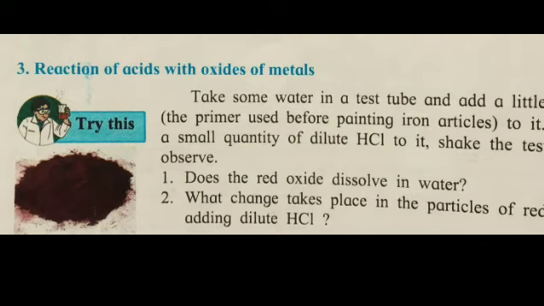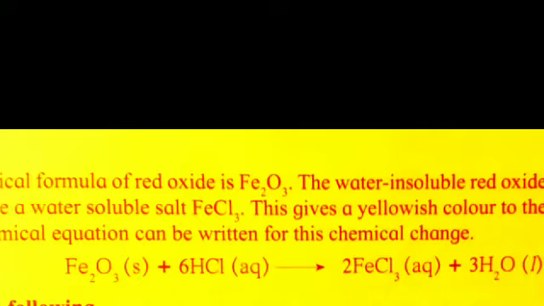The water insoluble red oxide reacts with HCl to produce a water soluble salt FeCl3. This gives a yellowish color to the water. The following chemical equation can be written for this chemical change. The equation is given: Fe2O3 plus 6HCl forms twice FeCl3 plus 3H2O.